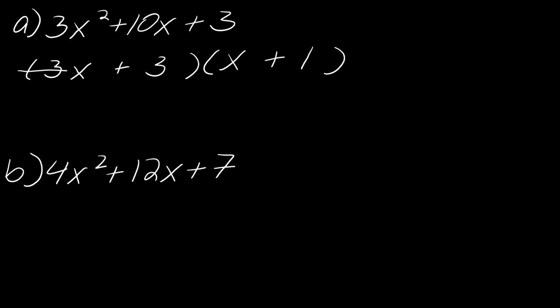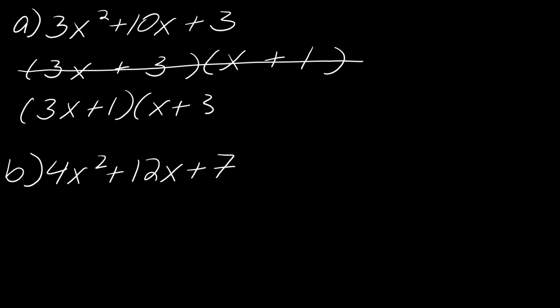And that's the idea behind trial and error, right? You make a guess of how to get to the first and last terms, you evaluate that guess, and then maybe you make a new guess. And so the new guess is going to be 3x plus 1 and x plus 3. Now if I look at this, I've got 1x plus 3 times 3x is 9x. 1x plus 9x will give me that 10x, so we're good to go.